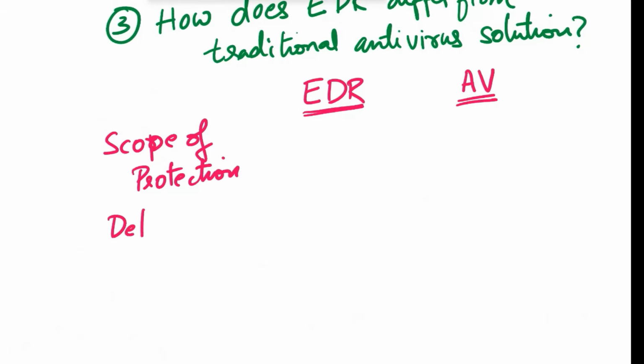The next difference is related to detection approach. EDR solutions use behavior analysis, machine learning, and heuristics to detect deviations and patterns of behavior indicative of potential threats. They can detect new and evolving threats by analyzing activities beyond just file signatures. Traditional antivirus relies heavily on known malware signatures. If a threat has a new and modified signature, traditional AV may not be able to detect it.